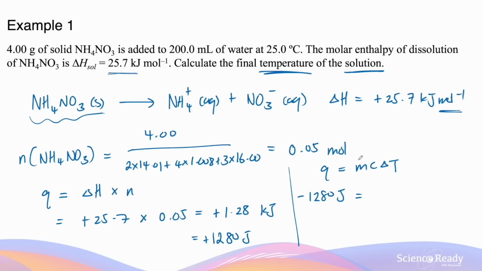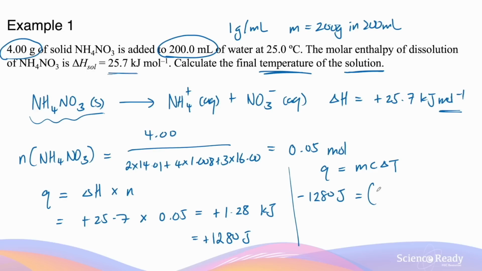And the m here is not the mass of the solid, but the mass of the total solution. So that will be primarily the mass of the water in 200 milliliters, and then additionally the mass of the solid that's being added. Since the density of water is 1 gram for every 1 mL, we can expect the mass of water to be 200 grams in 200 milliliters. So the total mass here would be 200 grams plus the 4 grams, so 204 grams, but we convert this into kilograms, which is 0.204 kilograms.